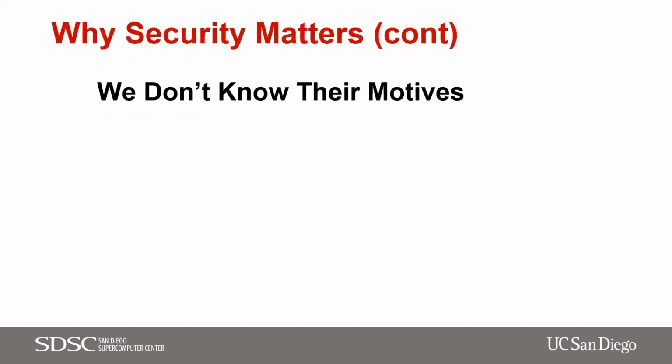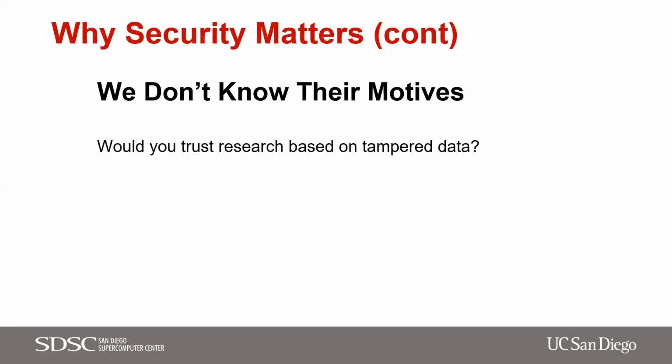Importantly, though, we don't know what their motives are. They may be up to something else. For example, they may have a political motivation to destroy the trust in the research that you're doing, or they may want to just destroy or encrypt your data and then demand a large sum of money to get it back. This is also very lucrative and popular.